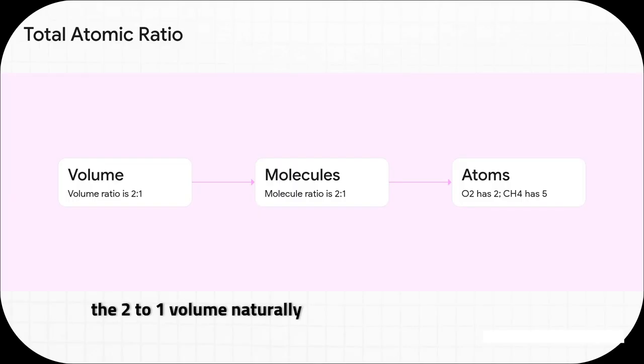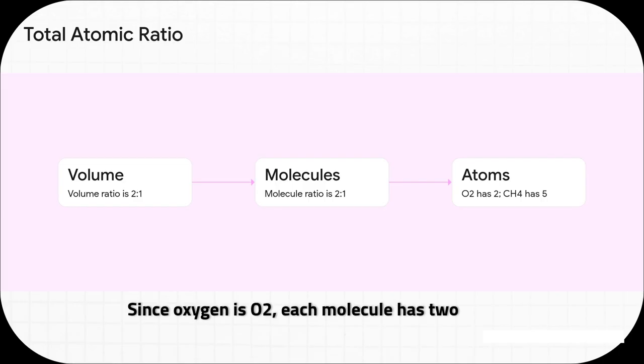The 2 to 1 volume naturally dictates a 2 to 1 molecule ratio. But then we actually must zoom in and count the specific atoms inside those individual molecules. Since oxygen is O2, each molecule has 2 atoms. Simple enough. Since methane is CH4, each molecule has 1 carbon plus 4 hydrogens, which equals 5 atoms. So we literally just multiply our 2 to 1 molecule ratio by the number of atoms inside them.